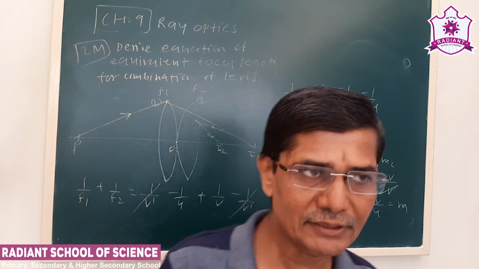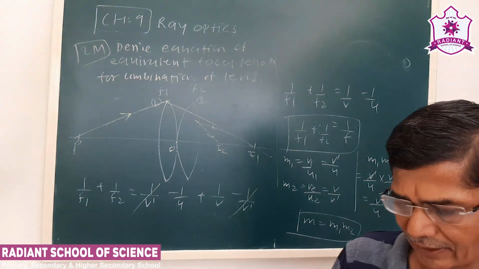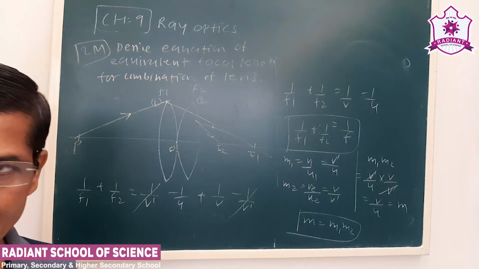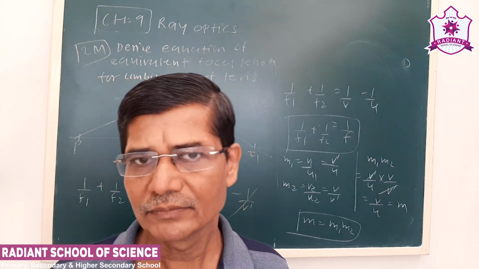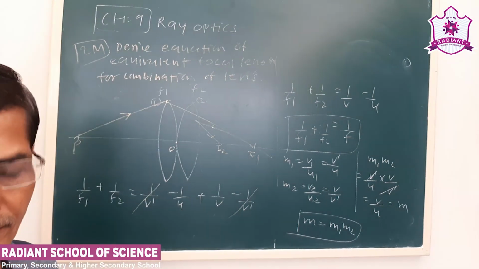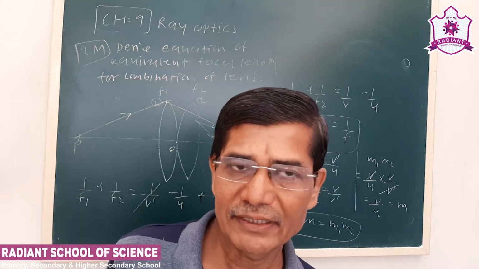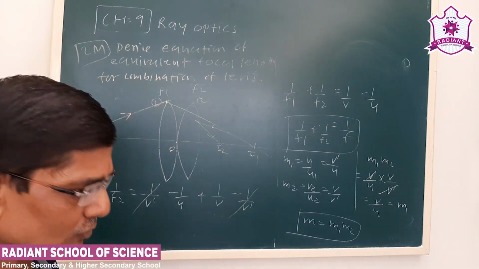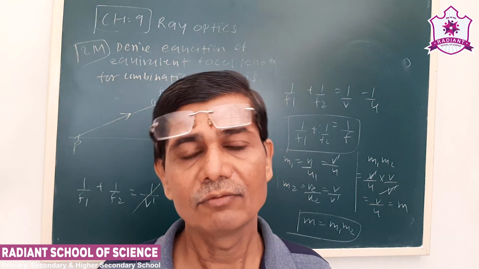See, today we have discussed refraction by a lens. Then we derived the lens maker formula and the equation for the thin lens. We saw how to draw ray diagrams, how the image is formed by a convex and concave lens, and finally we derived the equation for the equivalent focal length for a combination of lenses.